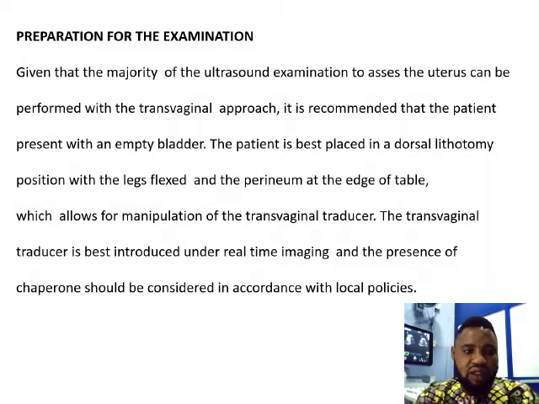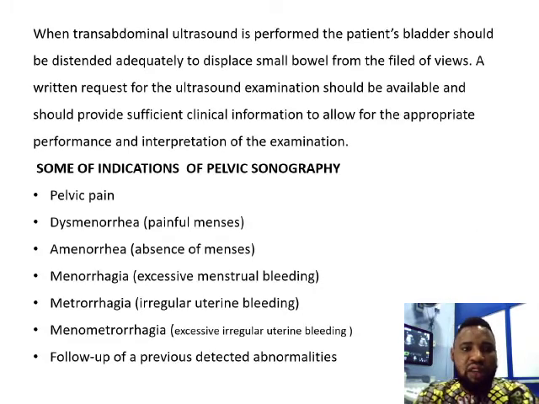The transvaginal transducer is best introduced under real-time imaging, and the presence of a chaperone should be considered in accordance with local policy. When the transabdominal ultrasound is performed, the patient's bladder should be distended adequately to displace the small bowel from the field of view. A written request for the ultrasound examination should be available and should provide sufficient clinical information to allow for the appropriate performance and interpretation of the examination.